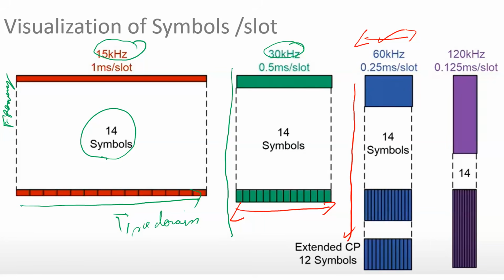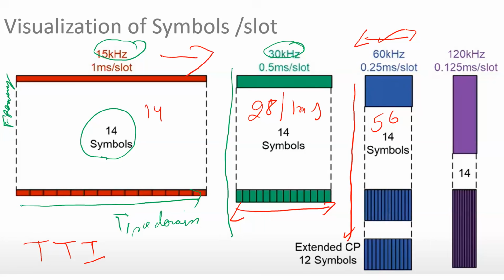So here in 15 kilohertz, we have 14 symbols. Here we have 28 symbols per 1 millisecond. Here we have 56 and so on. So symbol time will be reduced to half. As I said earlier, why is this important? This is important because of TTI, which is transmission time interval. TTI means how often the scheduler makes decisions. So the decision time of the scheduler is reduced to 0.5 milliseconds when we move from 15 to 30 kilohertz subcarrier spacing.